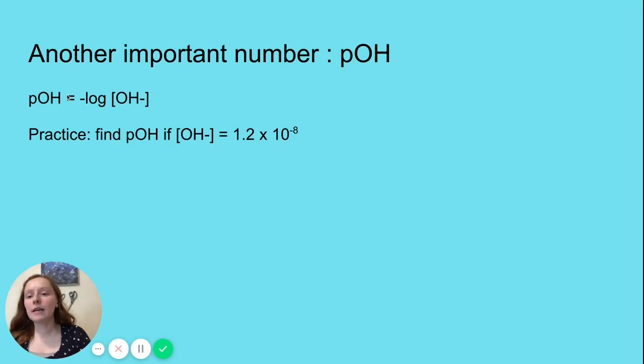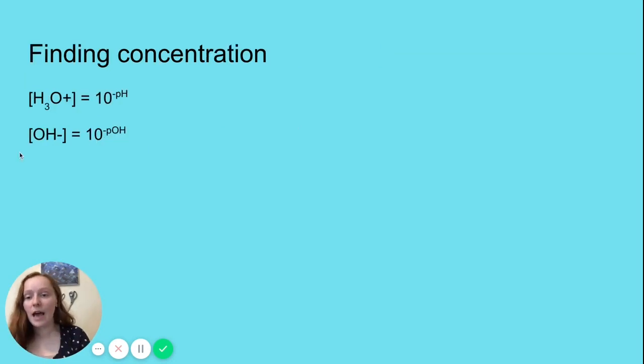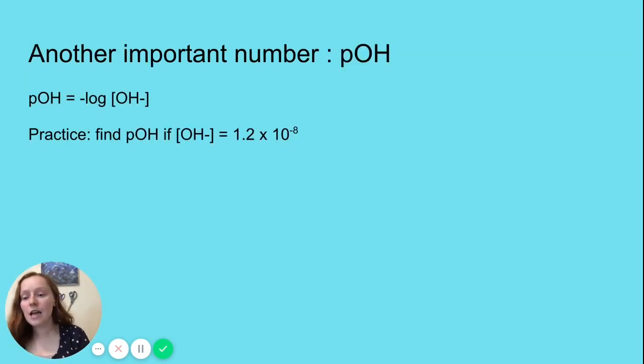So in this case right here, we have pOH is equal to the negative log of the concentration of OH-. Now, the good news is that you calculate it in the exact same way. I give you the concentration of OH-, and you plug it in, you find the log of it, you make the sign different, and that's the end. So in this case right here, 1.2 times 10 to the negative 8.